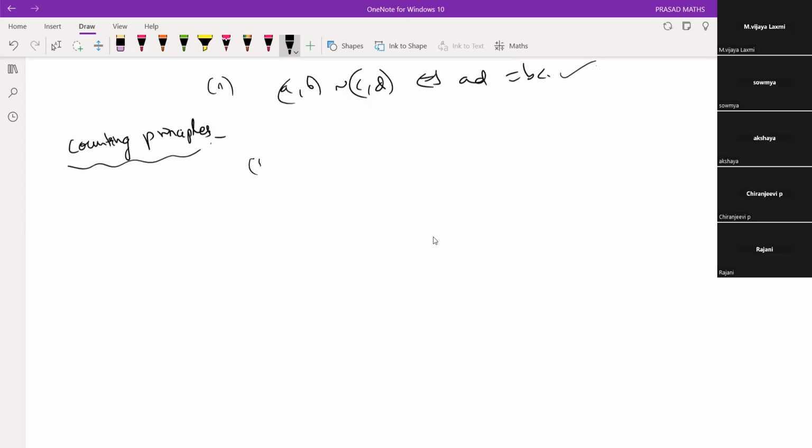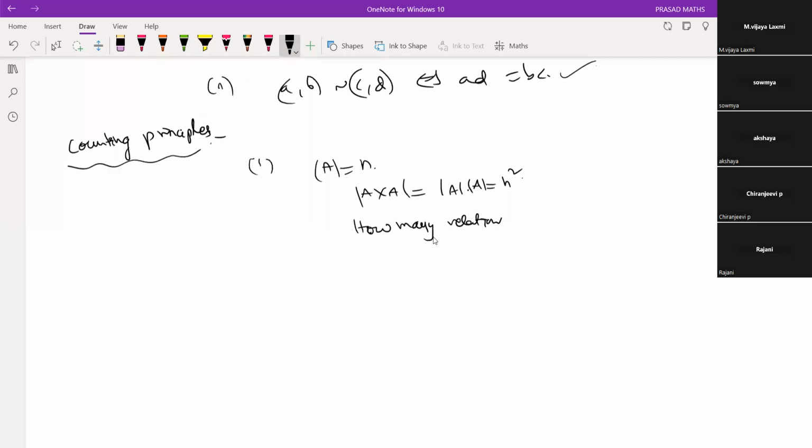We have seen the coordinate of A is m, or you can take n. What is the coordinate of A cross A? That is the coordinate of A into the coordinate of A, n square. The question is, how many relations on A? 2 power n square.